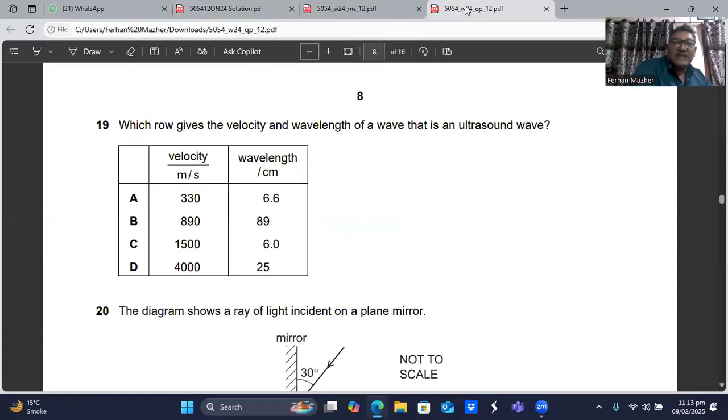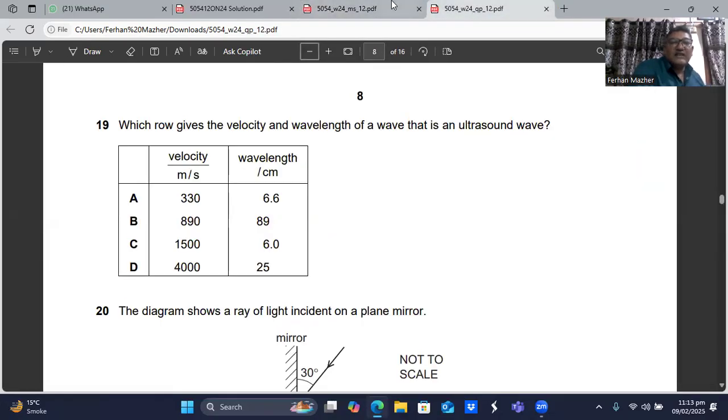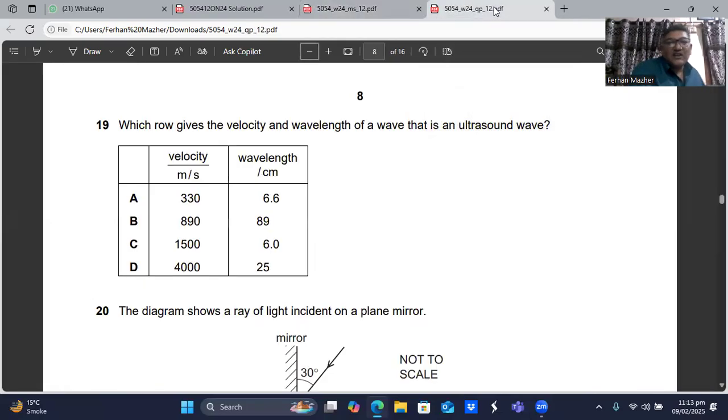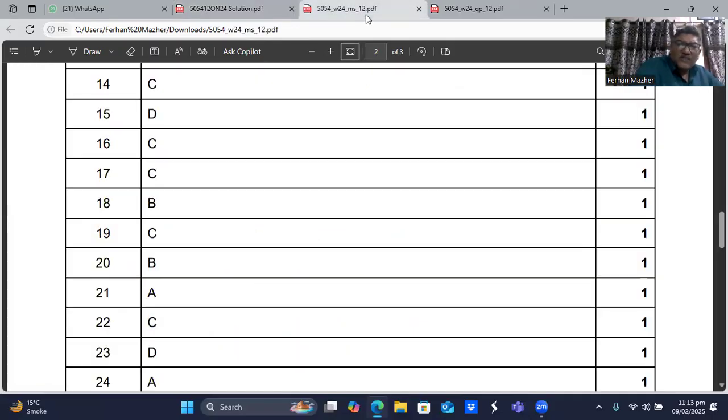So C is ultrasound. We think C is ultrasound. Let's check. Question number 19, C is the right choice, sir. Question number 19, C is the right choice because when we calculated the frequency of the sound in option C, it was 25,000 hertz, which is the frequency for ultrasound.